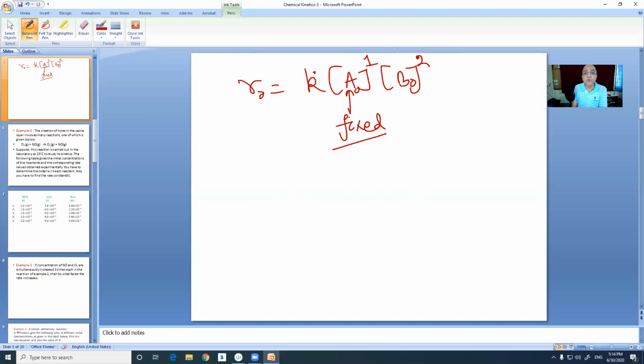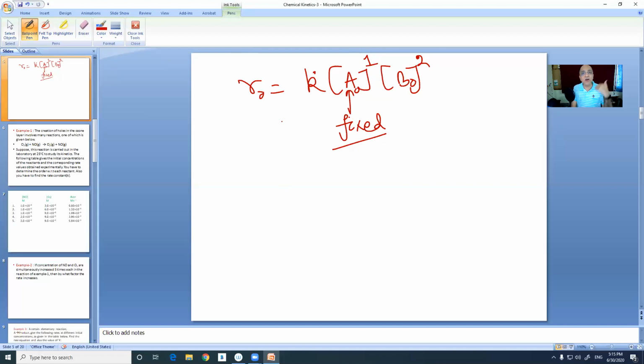Similarly, to determine the order with respect to A, B0 is kept constant. The initial concentration of B remains constant, and this varies. If A is doubled and the rate is doubled, then the order with respect to A is 1. So once we determine that the order is 2 with respect to B and 1 with respect to A, then if you double B and A simultaneously, for B the rate will increase 4 times and for A 2 times. So 4 into 2, the rate will be increased by 8 times.